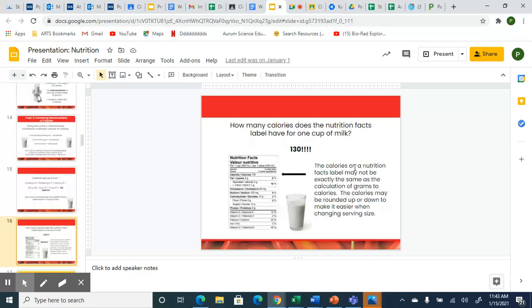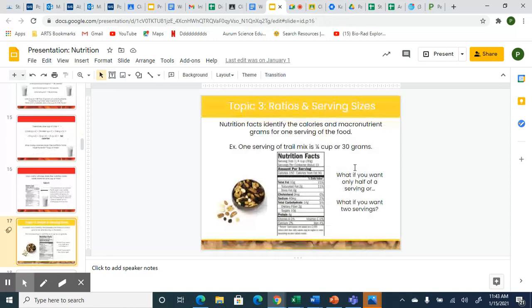All right, so how many calories does the nutritional facts sheet say? It says 130. So it's not exact, but it's close enough. All right.